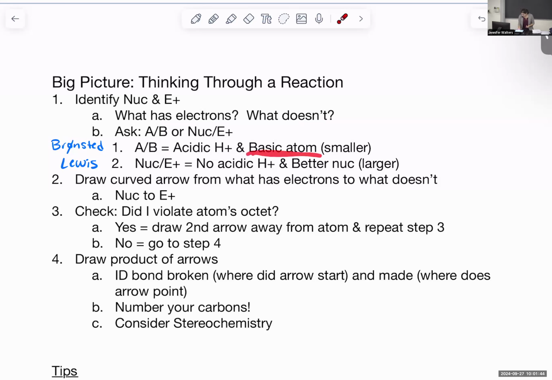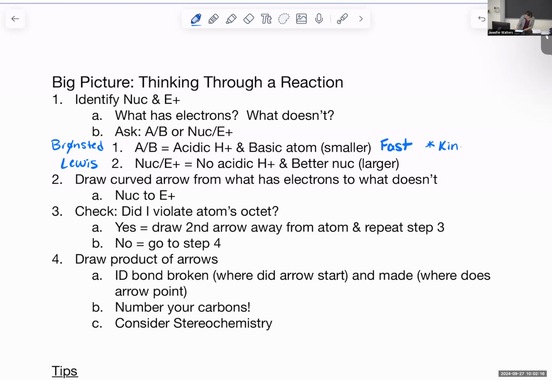In general, when you're looking at your atoms, if you have a more basic atom, something that's more likely to act as a base, the atom typically is smaller, whereas if it's a larger atom, then usually it's going to be a better nucleophile. We'll look at exact trends for our bases and nucleophiles next week. You just need to determine, do I have an acid or a base? Cool.